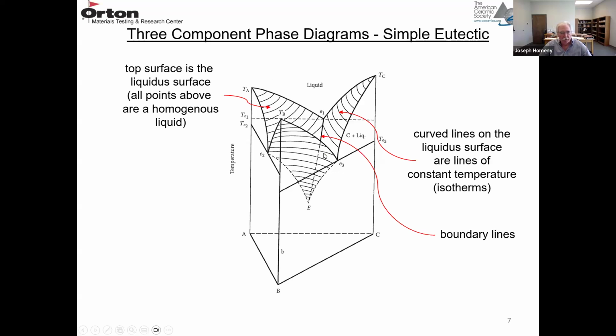Looking at the top surface only, the top surface is the liquidus surface in this ternary phase diagram. All the points above these surfaces are going to be liquid. On these liquidus surfaces, the contours, these curved lines, are lines of constant temperature, or isotherms. And these lines, which start out solid and go dotted, are the boundary lines between the different liquidus surfaces.